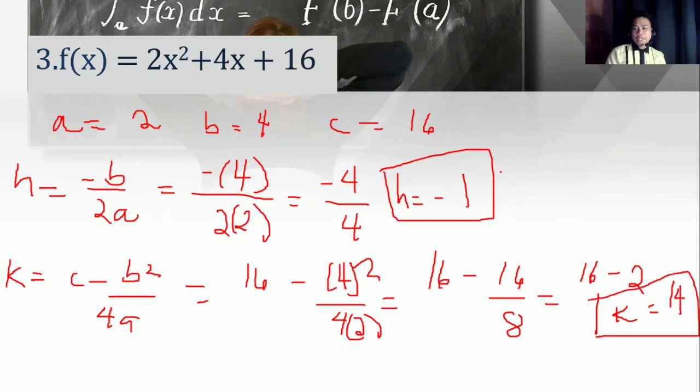Then our vertex form of the quadratic function. So a is 2, so f of x equals 2 times, then it becomes x plus 1 squared, then as is positive 14, which is k.